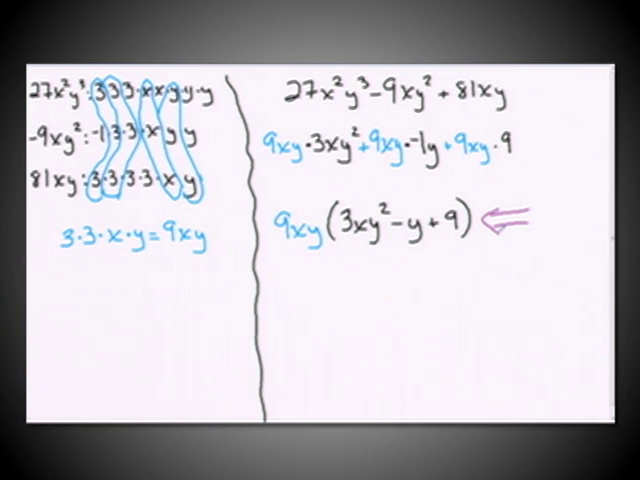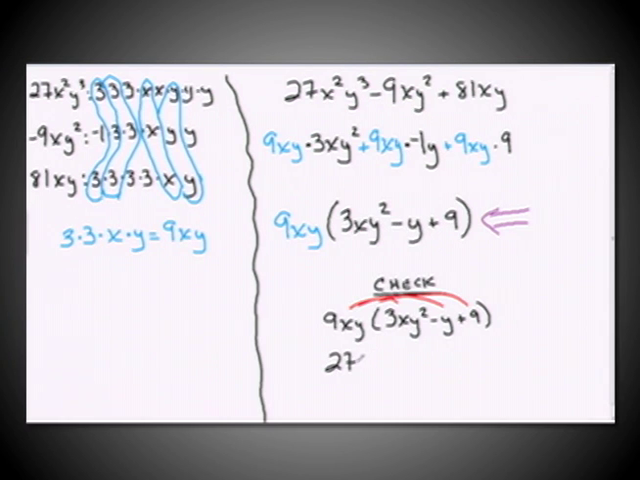The reason that this is considered factored is because it answers the question, what did I have to multiply together to get that expression? We can check this, which is our final step of the process, by simply multiplying it back out and seeing if we end up with what we began with. So if I multiply 9xy by 3xy squared minus y plus 9, I will distribute that 9xy to all three of the terms within my parentheses. 9 times 3 is 27. X times x is x squared. Y times y squared is y cubed, so 27x squared y cubed.